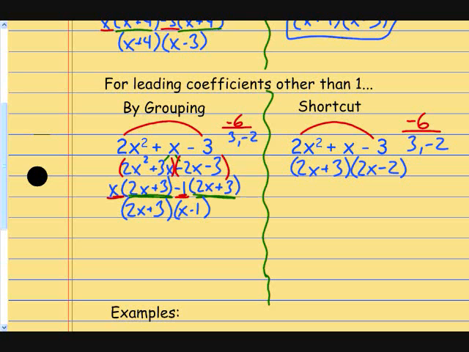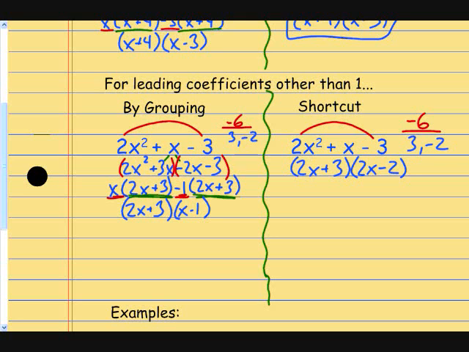And obviously that's incorrect. Okay, that's not right because when I FOIL this back out, the 2x times 2x will give me a 4x squared and not a 2x squared. So what I've essentially done is I've multiplied by a 2 when I shouldn't have.